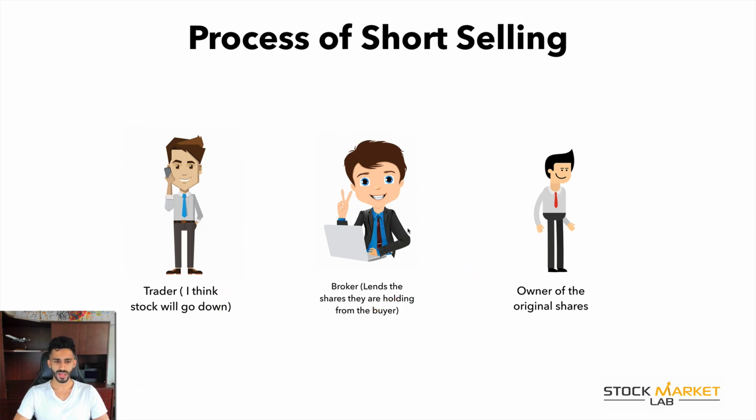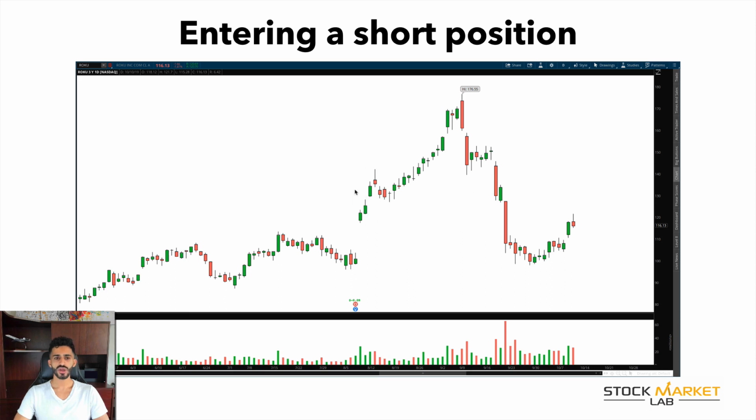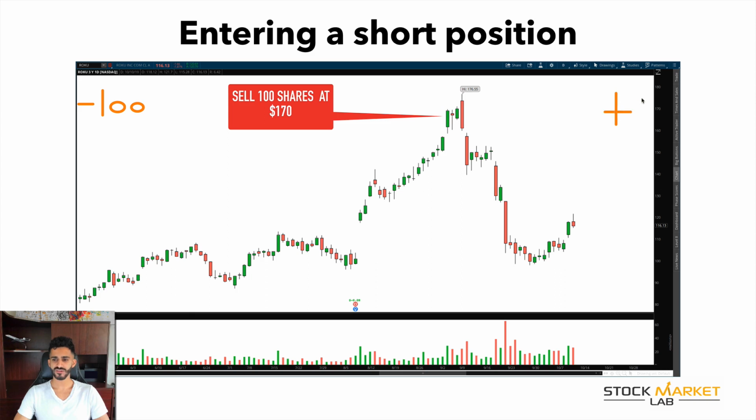Let's go over some more examples and break it down. So, entering a short position. When you're entering a short position, it's kind of the opposite of buying. All you're doing is selling 100 shares. Let's say in this example, we want to sell 100 shares at 170. Once again, we go negative 100. Our account says negative 100. If I was buying 100 shares, it would say positive 100, right? But in this situation, it's saying negative 100. So I'm selling 100 shares at 170.